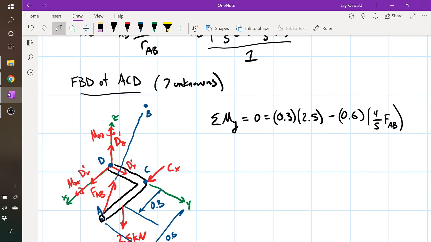Yeah, I got 1.562. That's right, yeah. So FAB is equal to 1.5625 kilonewtons, and you could round it, but that's exact.